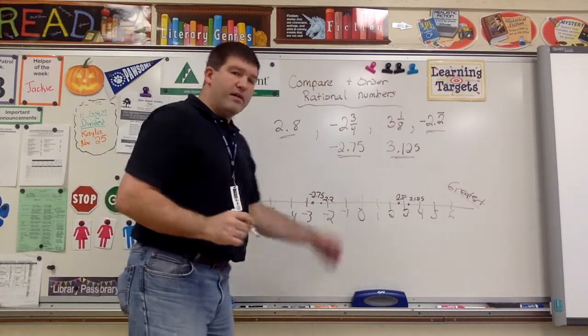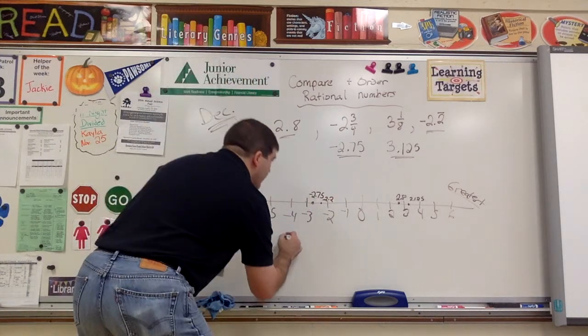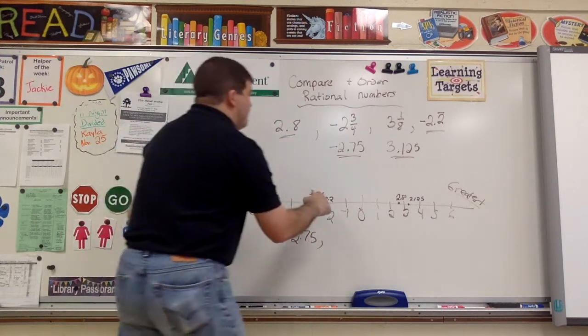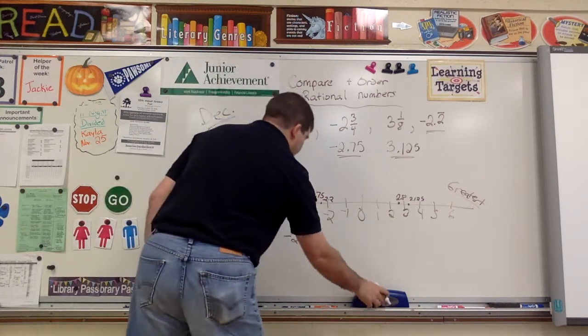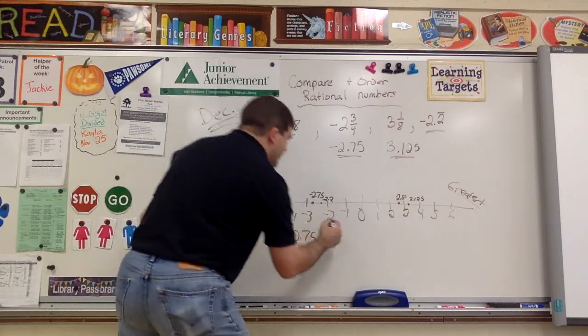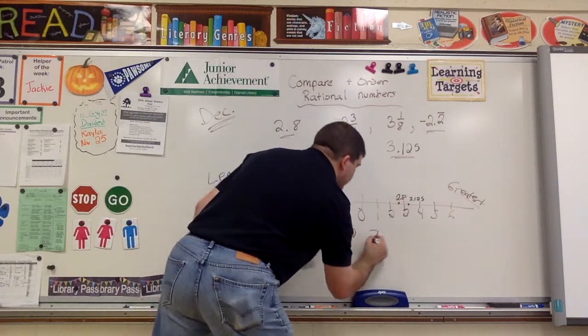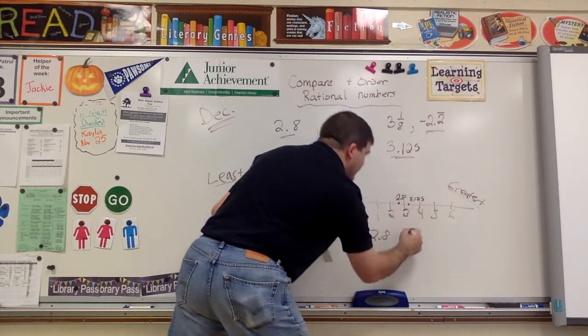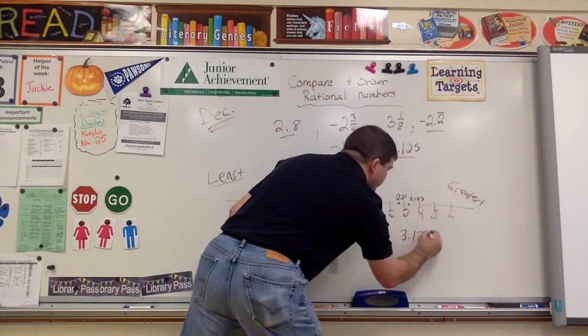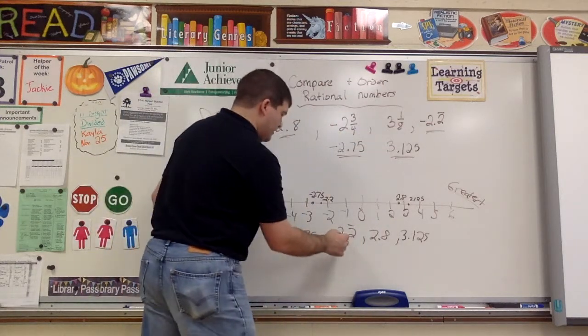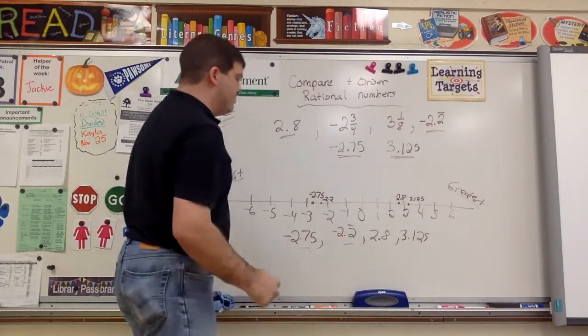All right, so now I go from least to greatest. I start over here. I have negative 2.75. Then I have negative 2.2 repeating. Then I have 2.8. And then I have 3.125. Now, this one and this one, those were already in decimals.